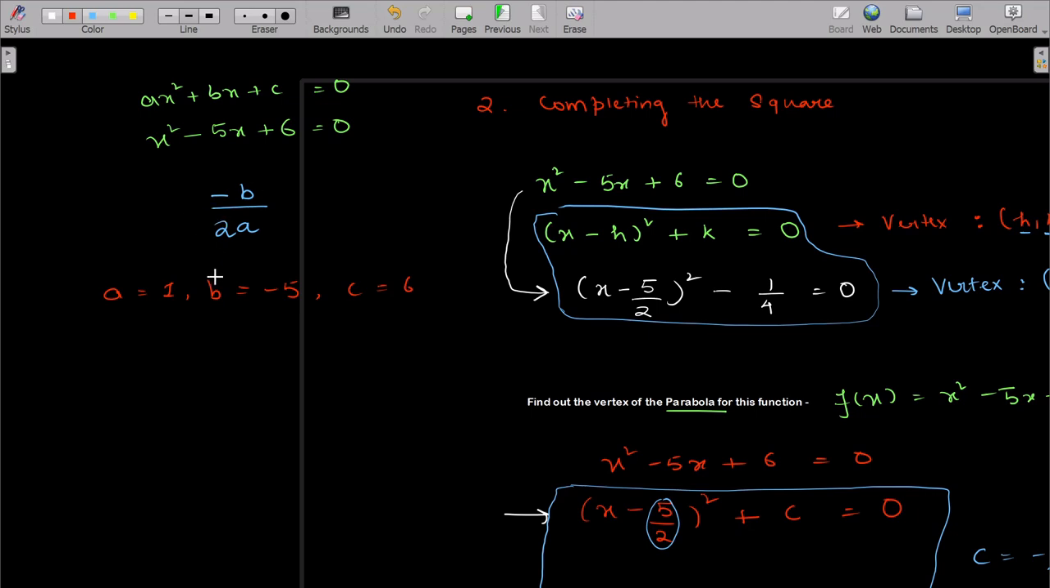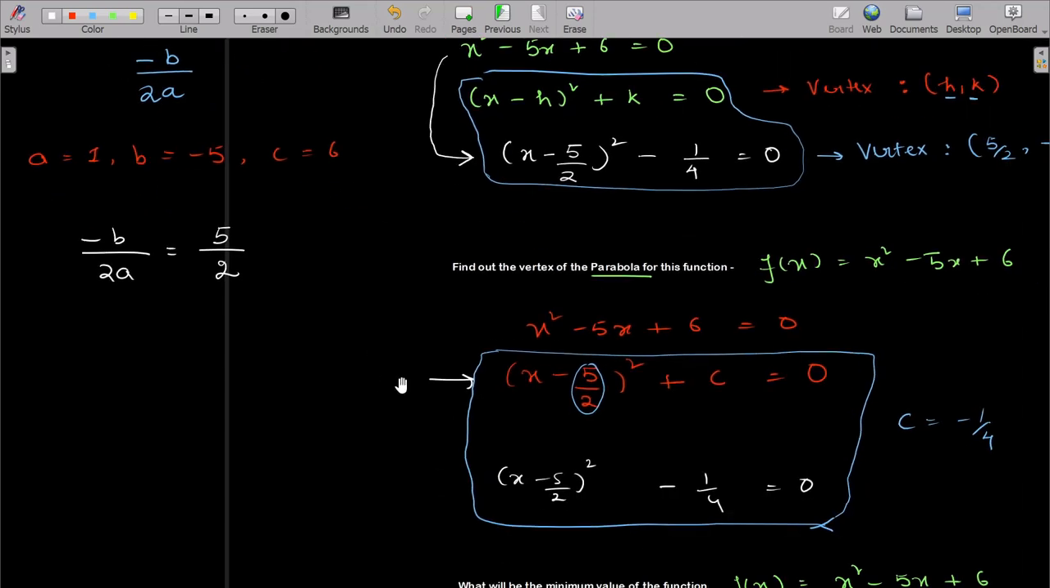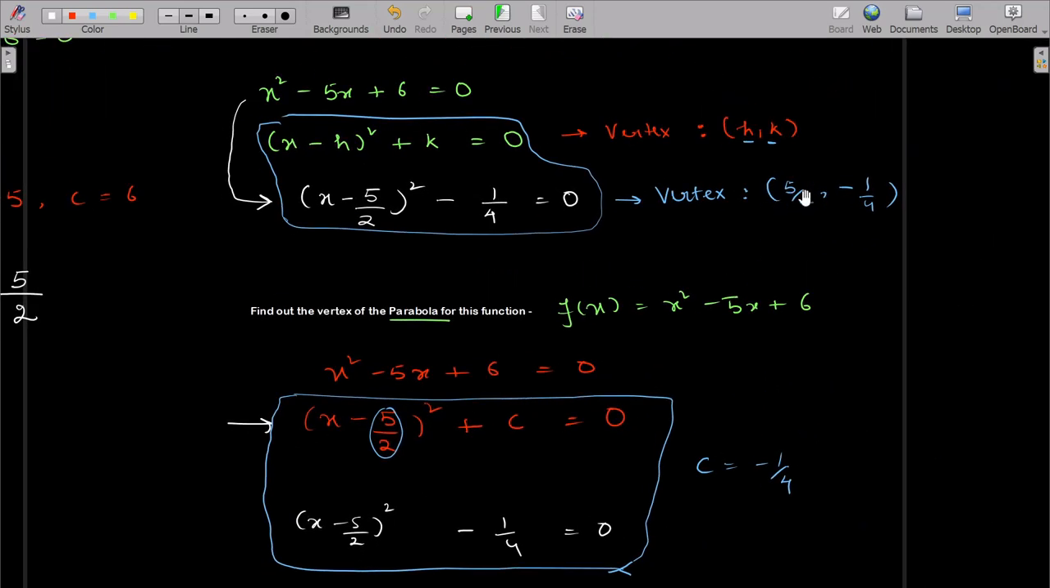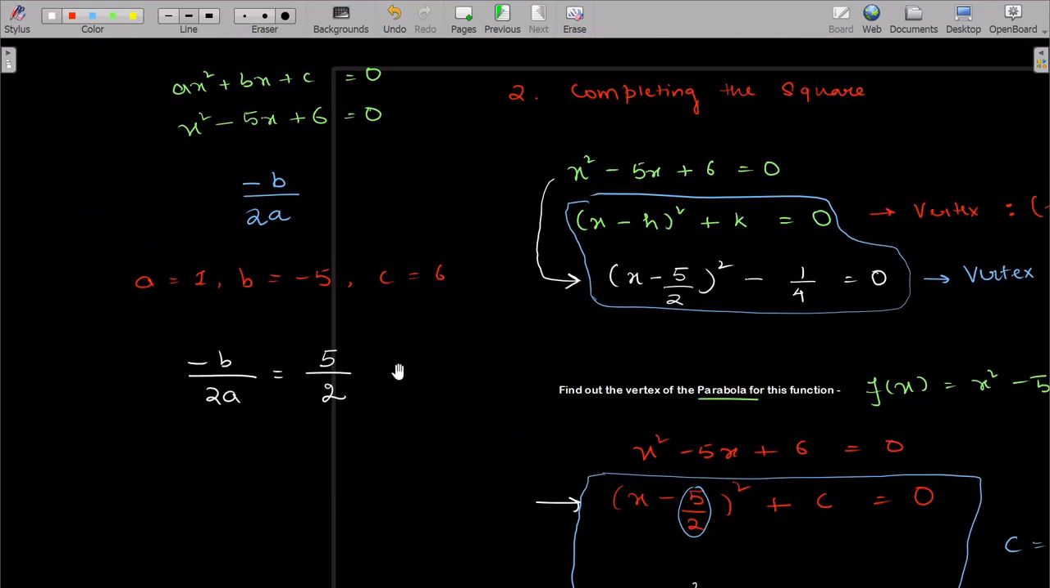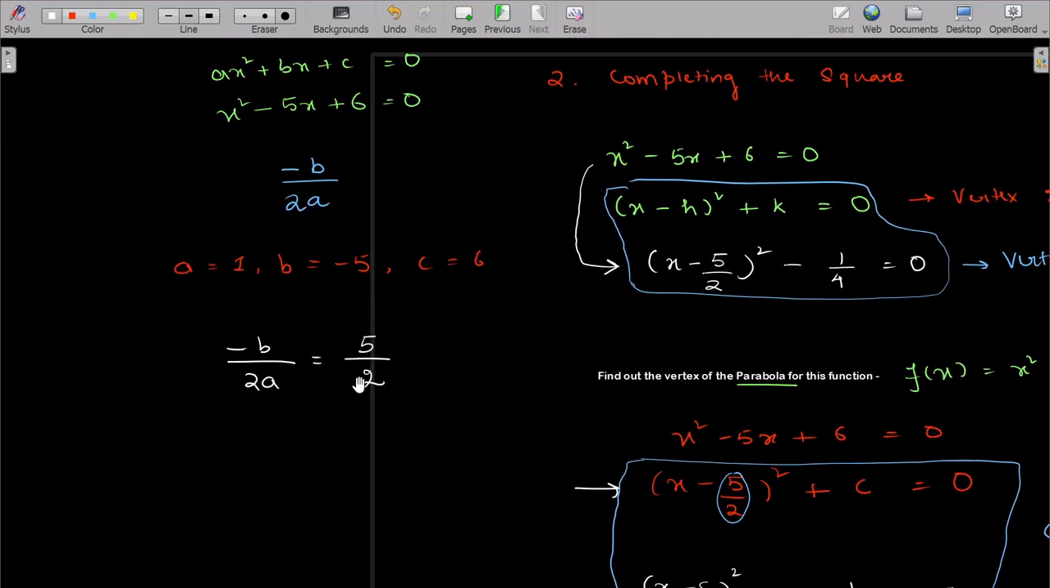Okay, so this expression negative b over 2a will straight away give us the x coordinate of the vertex. So if you do negative b, that means negative of -5, so that's +5 over 2a, 2 times 1, that is 2, so you're getting 5 over 2. That's the x coordinate of the vertex. Okay, and if you have to find out the y coordinate, then you just put this value in the function.